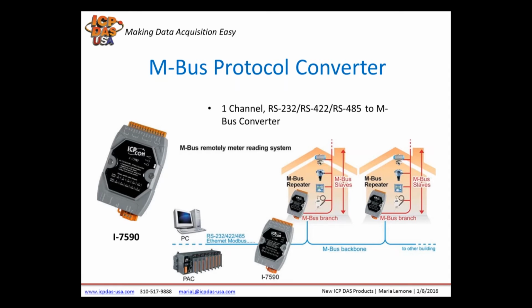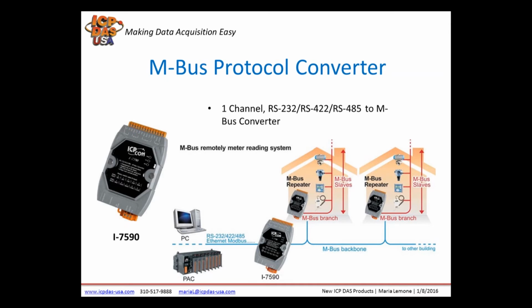The I-7590 is a one-channel RS-232 or RS-485 or RS-422 to M-bus converter. It supports 100 M-bus slaves and has a watchdog inside. M-bus is also known as meter bus. It's a bus used for remote reading of gas or electricity meters.